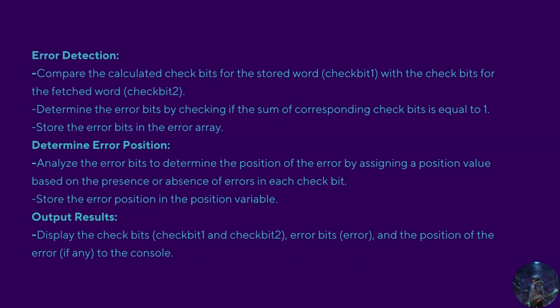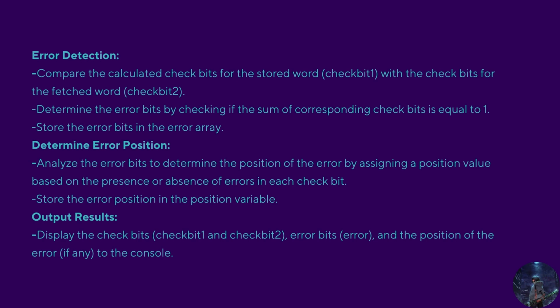For the error detection, the system will compare the calculated check bits for the store word, which is the check bit 1, with the check bits for the fetch word, which is the check bit 2. It will determine the error bits by checking if the sum of corresponding check bits is equal to 1. Then it will store the error bits in the error array.